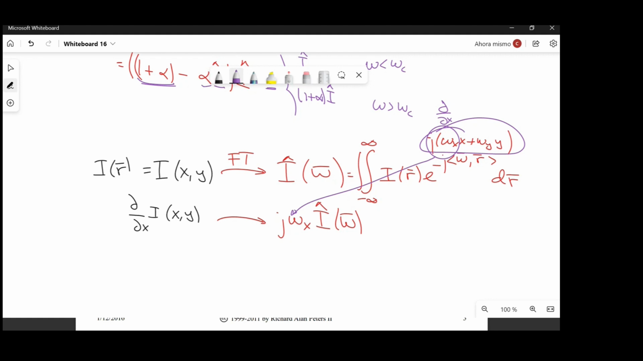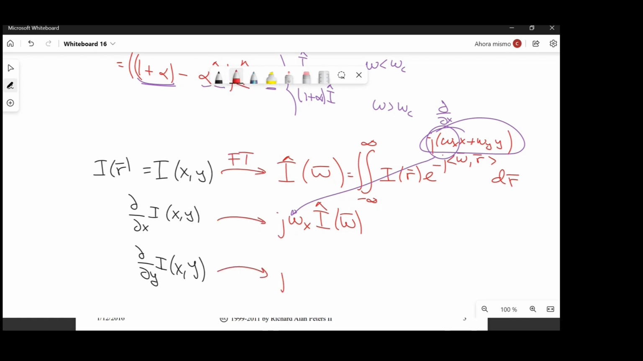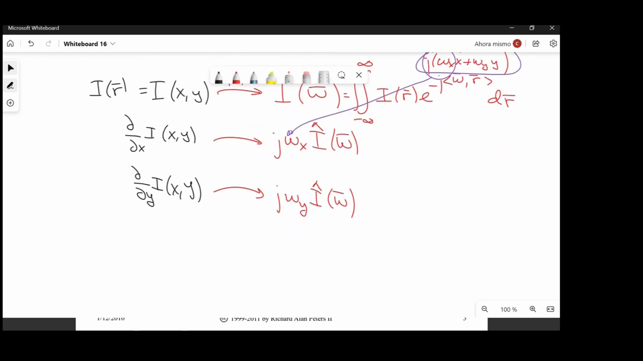And what happens if we differentiate with respect to y? The same happens with omega y. In the slides you have a 2 pi factor, but this 2 pi factor is because he has defined the Fourier transform with 2 pi on the exponent.